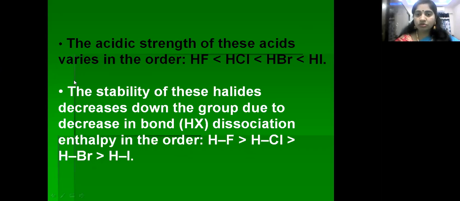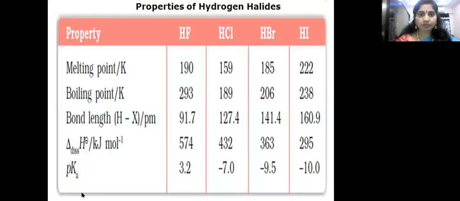So this is about the reactivity of 17 group elements with hydrogen, right? Now you can see here melting points, boiling points, bond length, and the bond dissociation enthalpy of these hydrogen halides. So here, children, melting point. See comparison here. So top to bottom, molecular mass of these hydrogen halides increases.